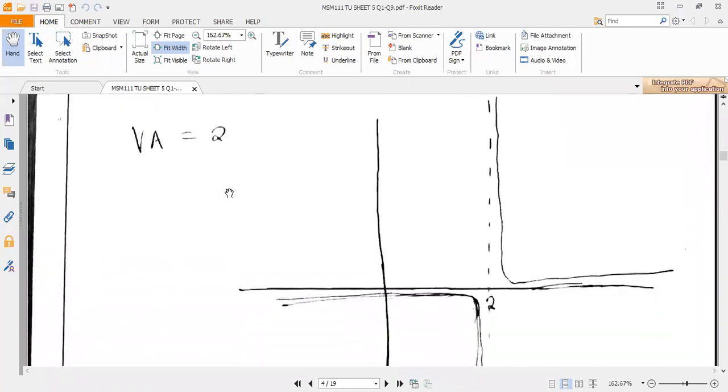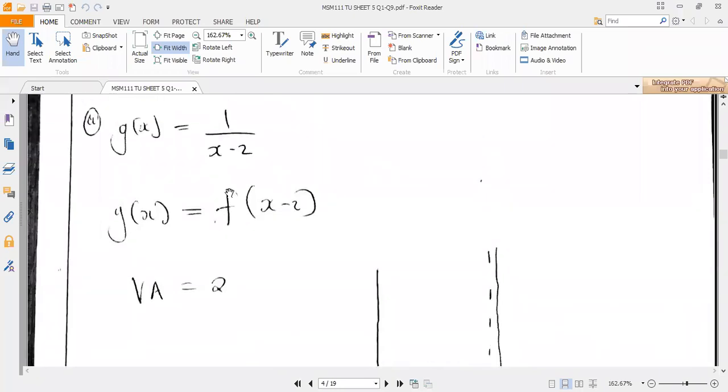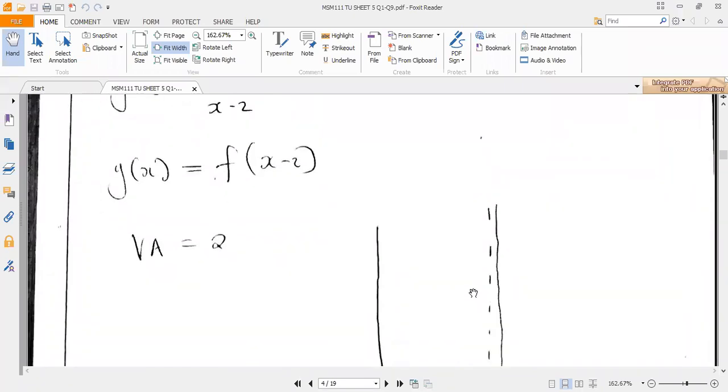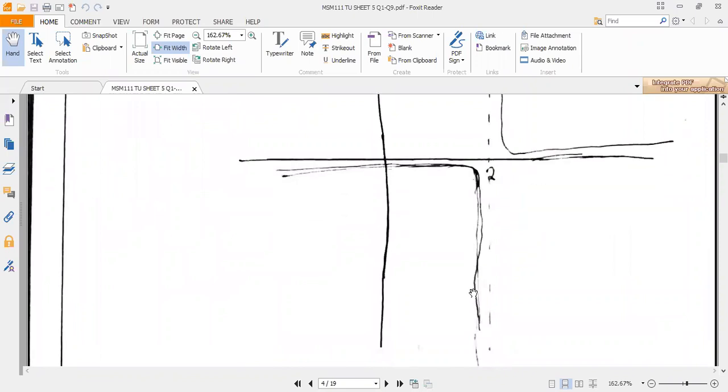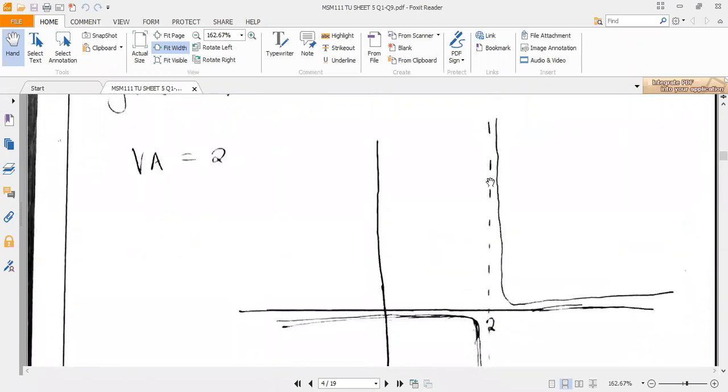Now, when graphing this function, since we know that our vertical asymptote is 2, we draw the line here. This line is 2, the vertical asymptote. Now, when you draw this line, which is your vertical asymptote, pick a number.